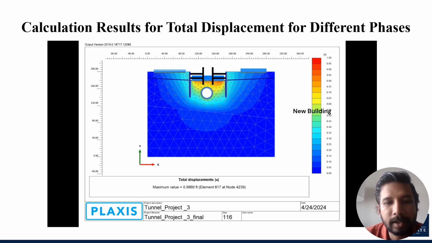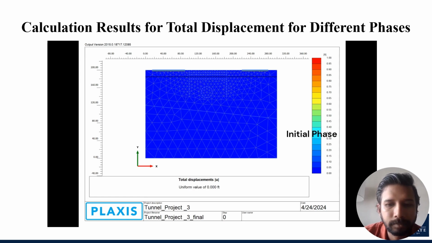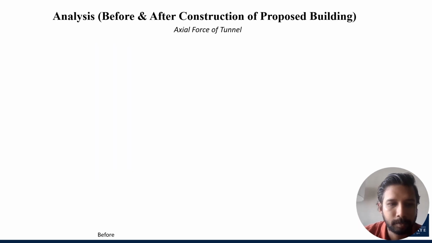And now we created a new building which is a 20-story building including two basements, that is, we considered it as a 22-story building. Per floor area has a load of 250 psf, pounds per square foot. So after the construction, we can see the amount of soil displacement that occurred over the tunnel.